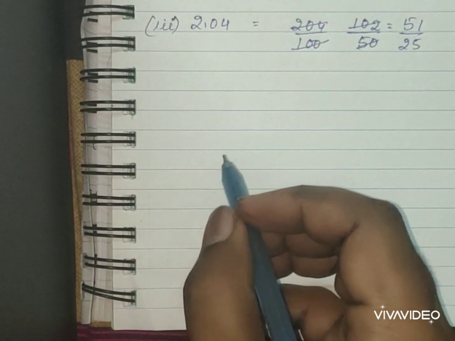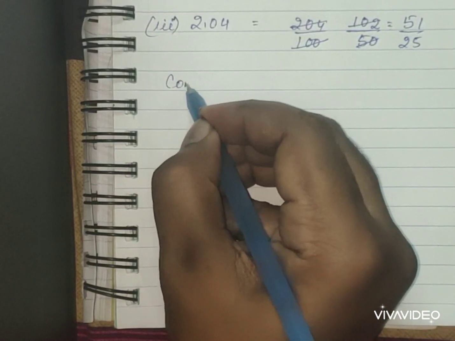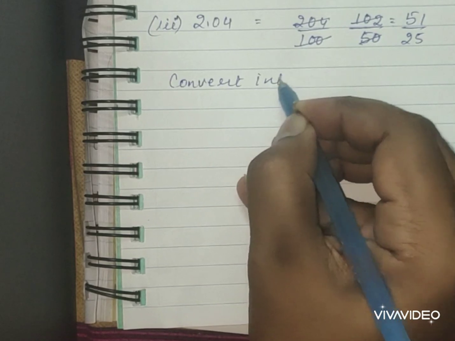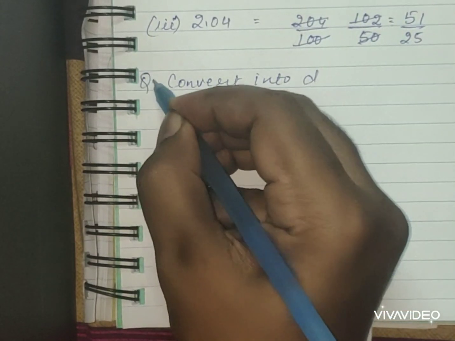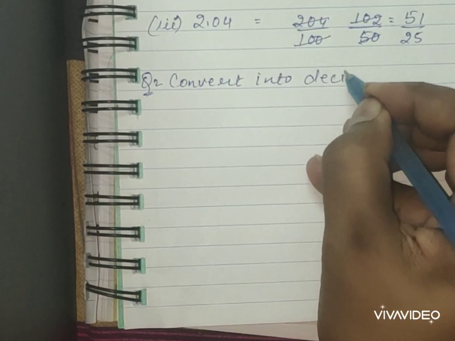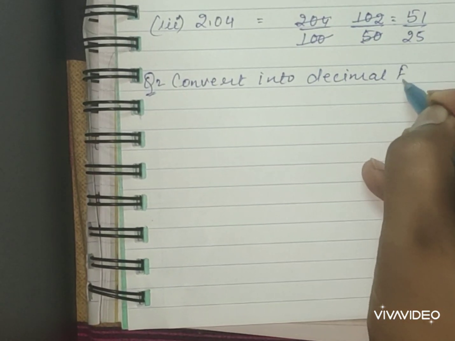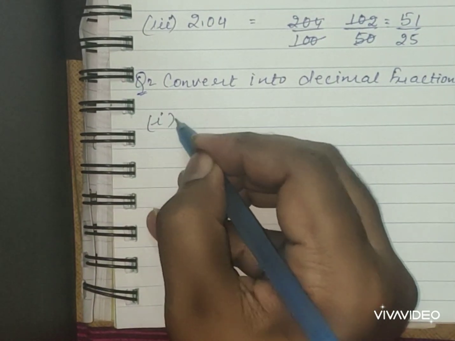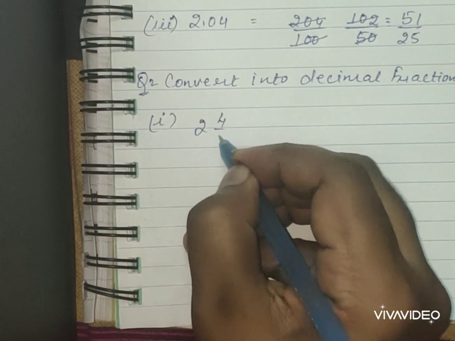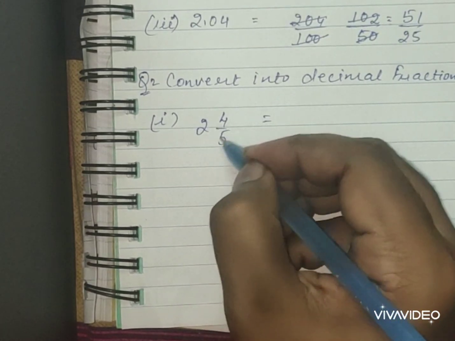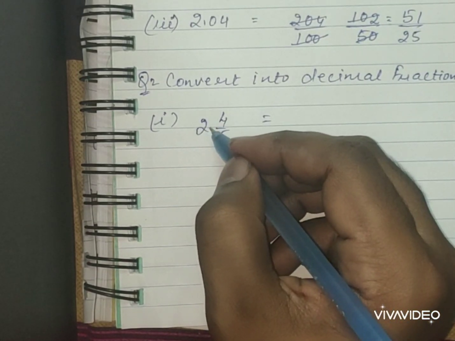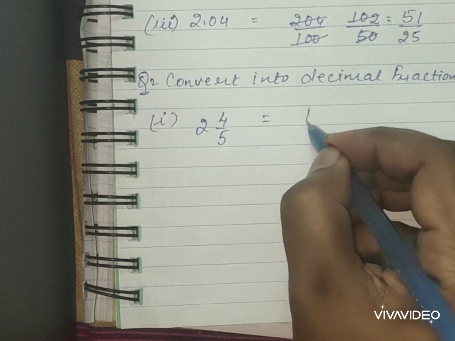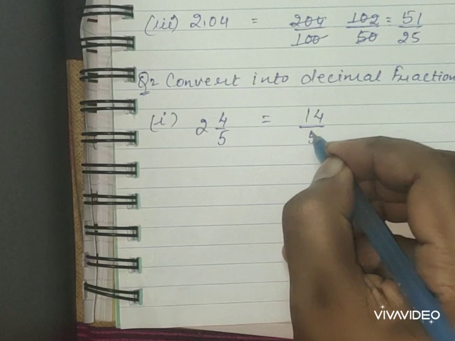Now let's see the next question. Next question is convert into decimal fraction. This is question 2 of your exercise. Convert into decimal fraction. Question is 2 4 upon 5. So this is a mixed fraction. We will convert it into an improper fraction. 5 2s are 10 and 10 plus 4 is 14 upon 5.